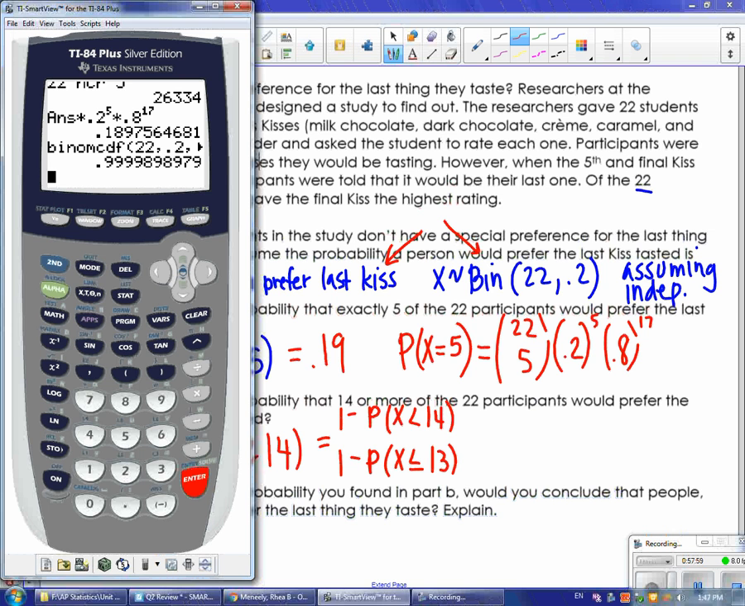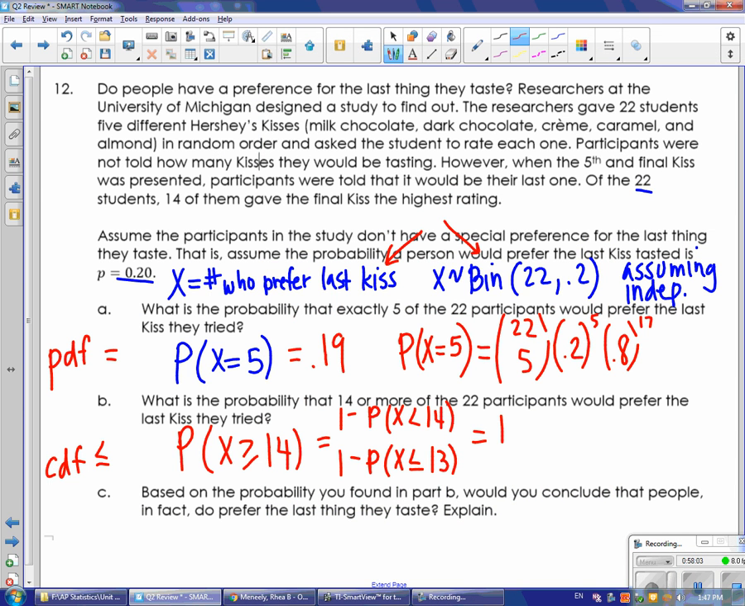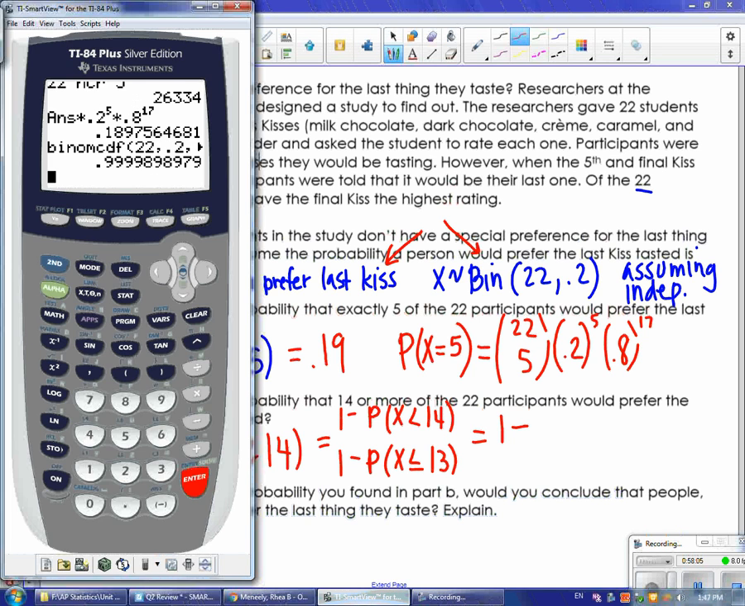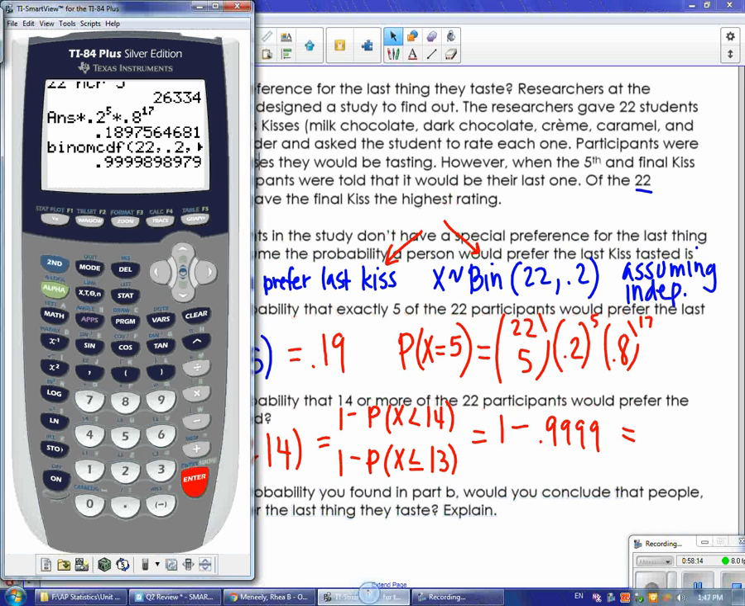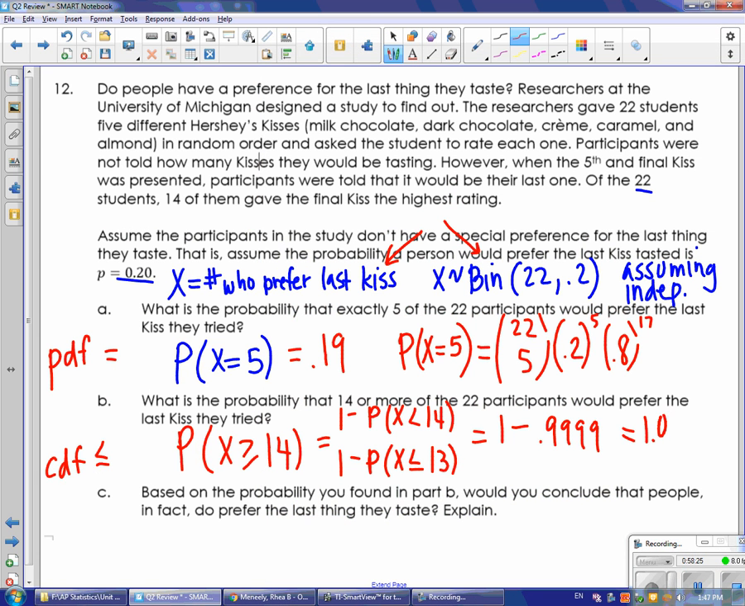And I forgot to do the 1 minus. So basically, I'm going to be doing 1 minus, what did that say it was, 0.99999? On the calculator, I can simply do 1 minus, and then do second answer. And so you're going to get a very, very small number. That's just scientific notation: 1.01 times 10 to the negative 5. That's what that e negative 5 means. It's about 0.